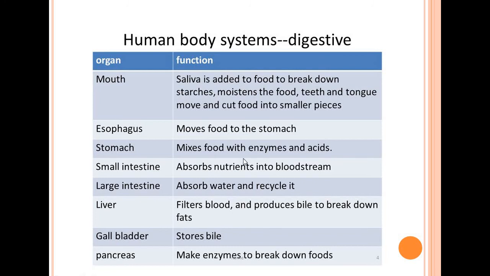Small intestine: it absorbs nutrients into the bloodstream. Large intestine: it absorbs water and recycles it. Liver: it filters blood, which is one of its main functions, and produces bile juice to break down fat. Gallbladder stores bile, as we have discussed. It is one of the smallest structures, lying just below the liver, where the bile is stored, and whenever it is required, it is released from there for the emulsification of fats. And last is the pancreas, which makes enzymes to break down the food.